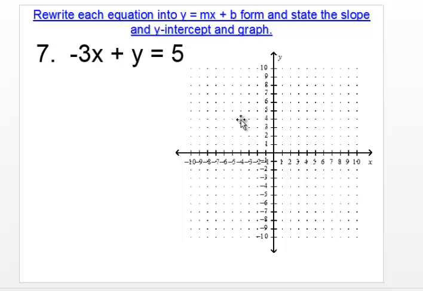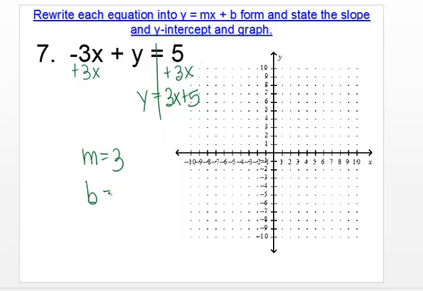So we're going to rewrite these into y equals mx plus b form, then find the slope and y-intercept, and graph using slope and y-intercept. In order to get y by itself, you'll notice that I've got to move the 3x to the other side. So when I do that, I get y equals 3x plus 5. Looking at this, my slope ends up being 3, and my y-intercept is 5. You always graph this part first, so I'll graph this first. So my b is 5.